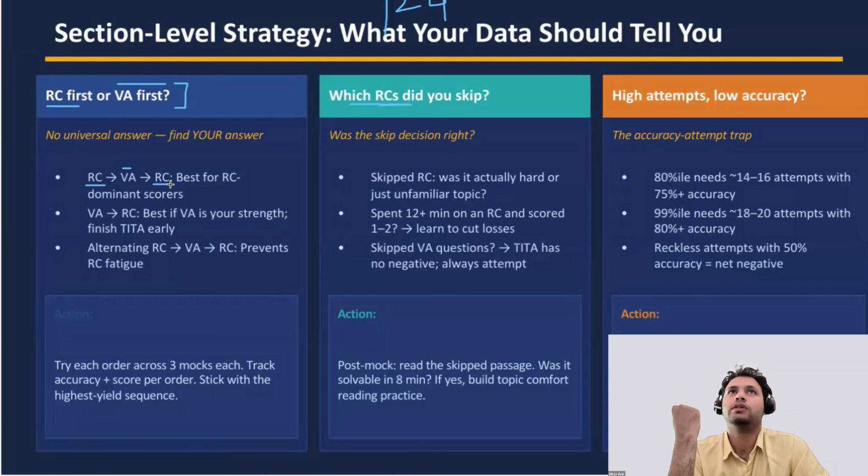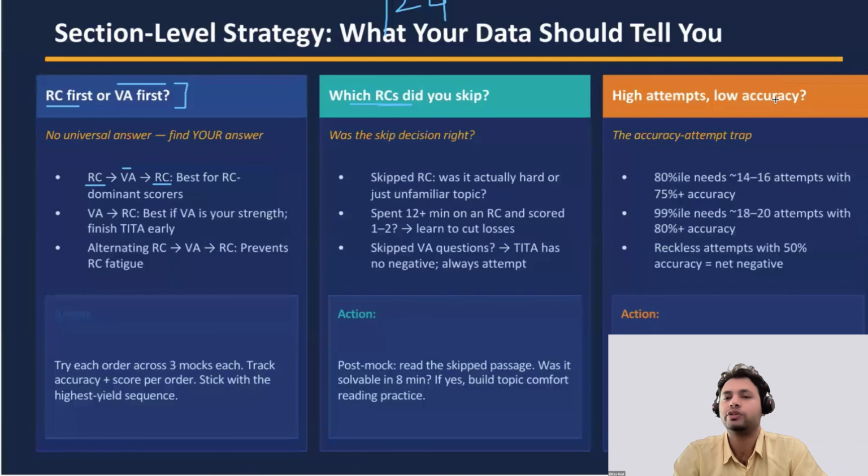The general distribution that we suggest is that you need to have somewhere around 28 to 30 minutes for reading comprehension in total, and then about 10 to 12 minutes for verbal ability. That's basically where we are.